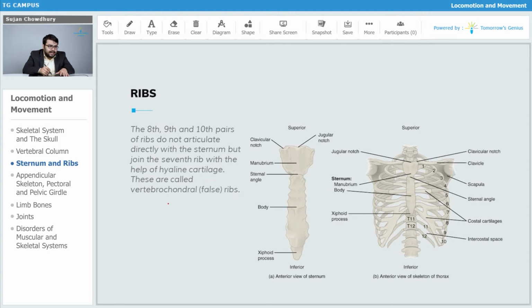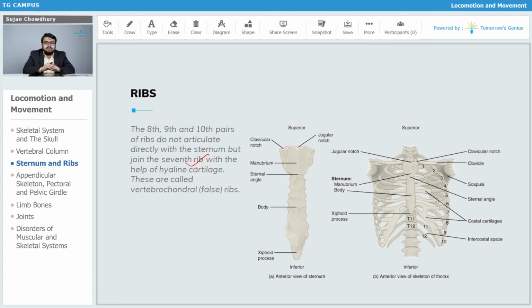The 8th, 9th and 10th pairs of ribs do not articulate directly with the sternum but join with the 7th rib with the help of hyaline cartilage. So the next 3 pairs of ribs are not directly connected to the sternum. Yes, because of this, the thoracic cavity can expand during inspiration.